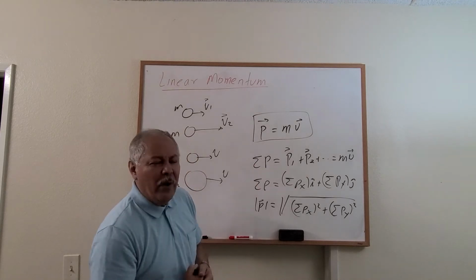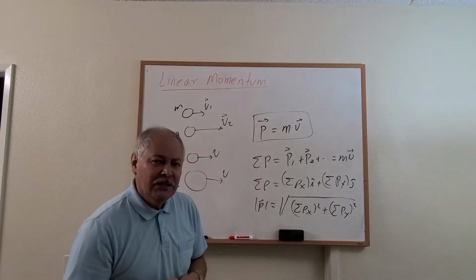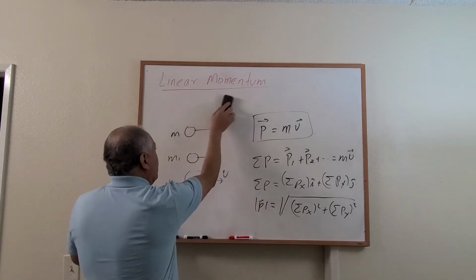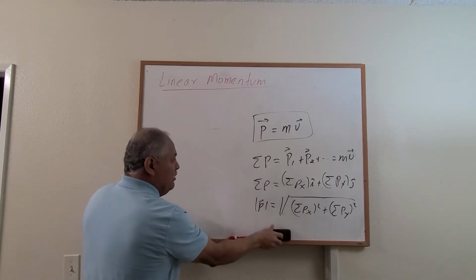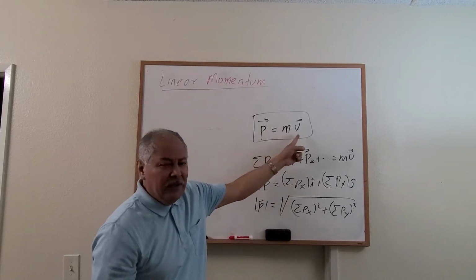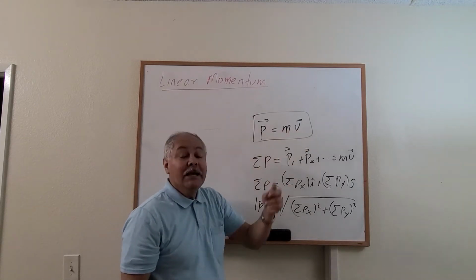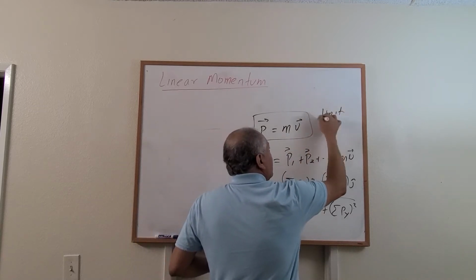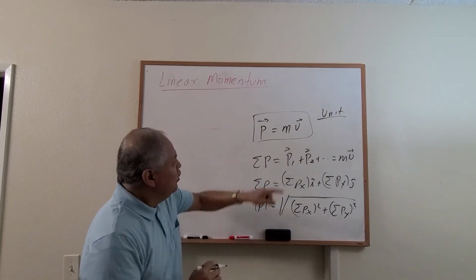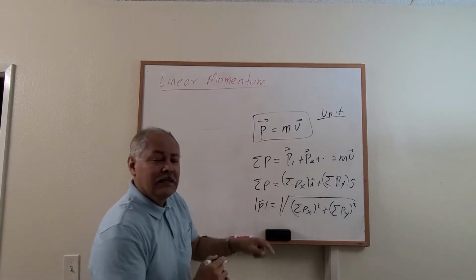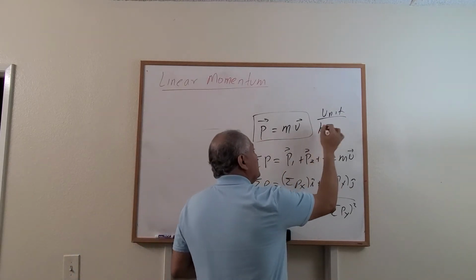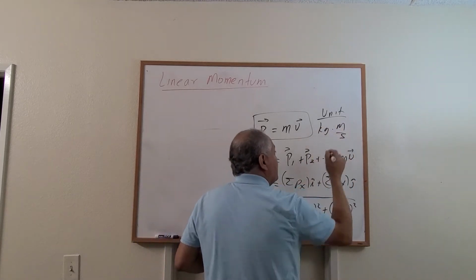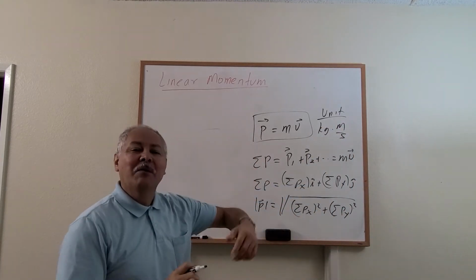Now, momentum is a new quantity, and it needs a unit. What should the unit be? The units of momentum depend on the units of the quantities, in this case mass and velocity. So what should be the unit for momentum? Well, the unit of mass is kilograms, and the unit of velocity is meters per second. So kilogram meters per second should be the unit of momentum.